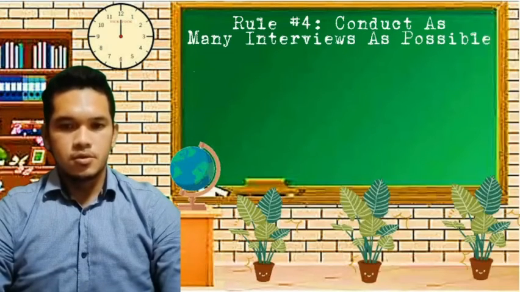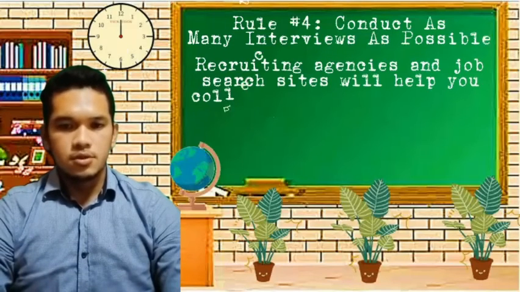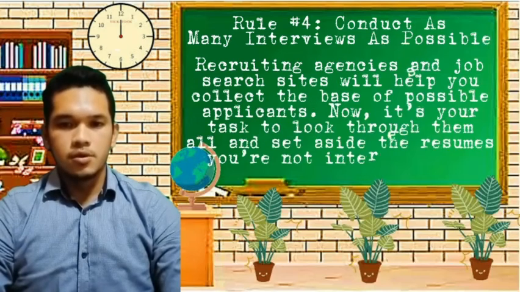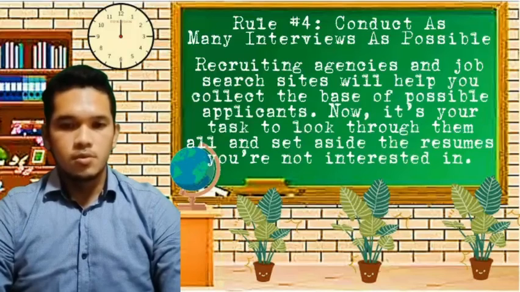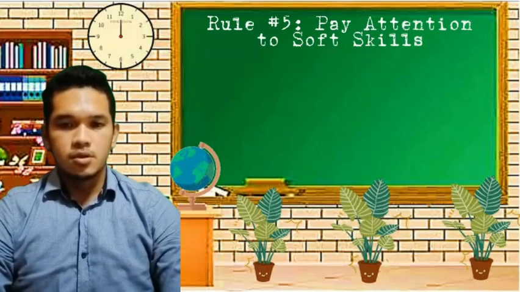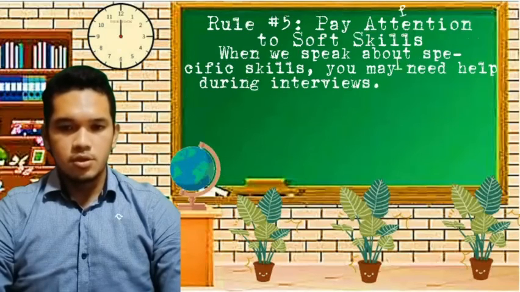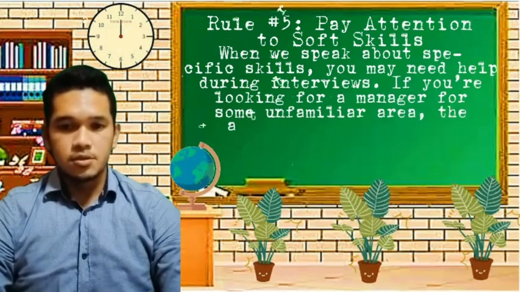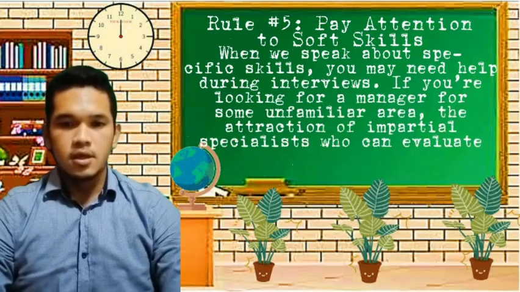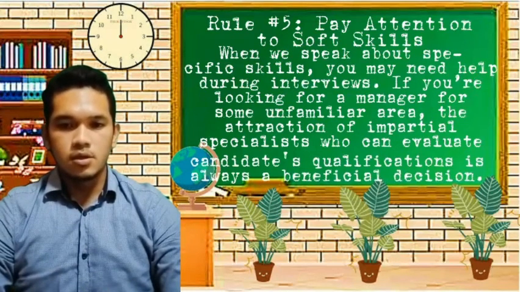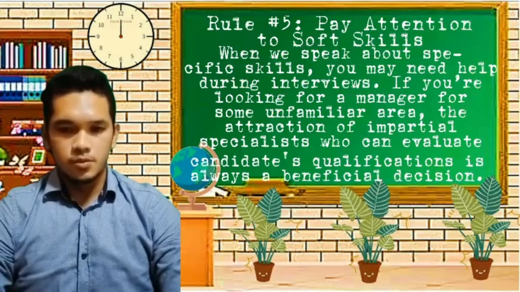Rule number 4. Conduct as many interviews as possible. Recruiting agencies and job sites will help you collect the base of possible applicants. Now, it's your task to look through them all and set aside the resumes you're not interested in. Rule number 5. Pay attention to soft skills. When you speak about specific skills, you may need help during interviews. If you're looking for a manager for some unfamiliar area, the attraction of an impartial specialist who can evaluate candidates' qualifications is always a beneficial decision.